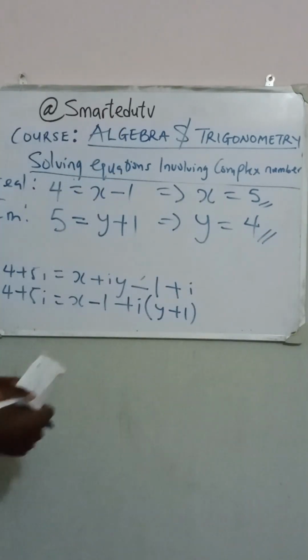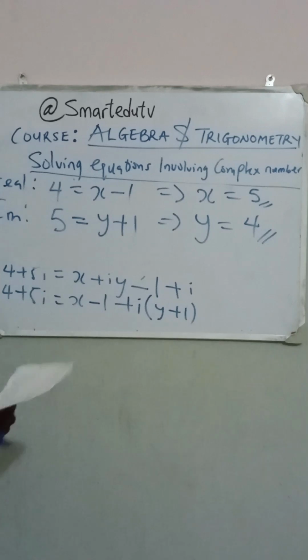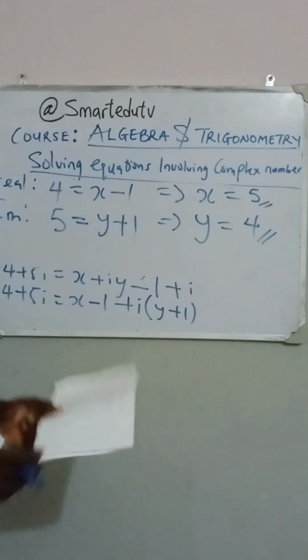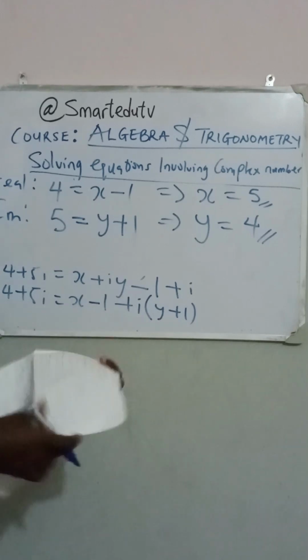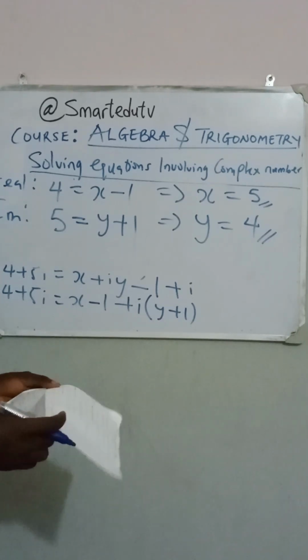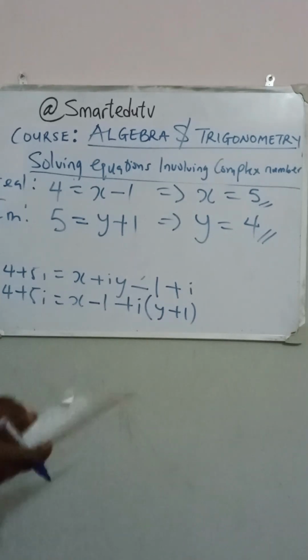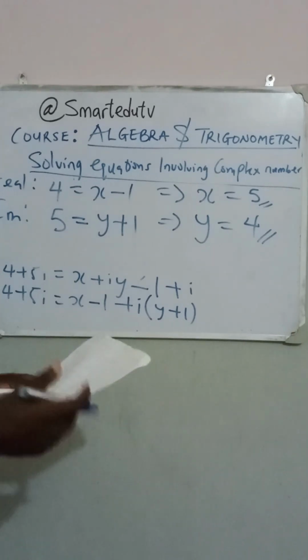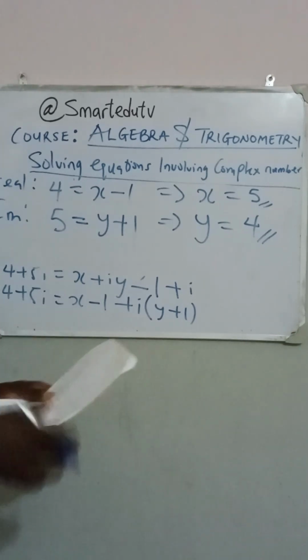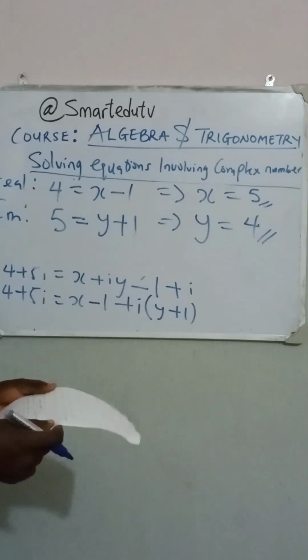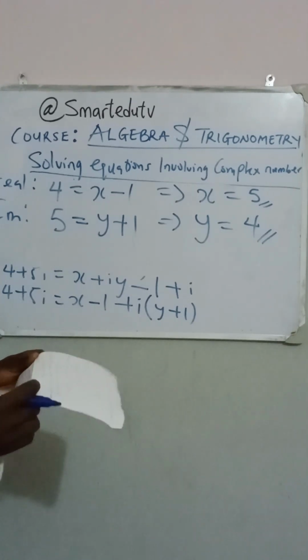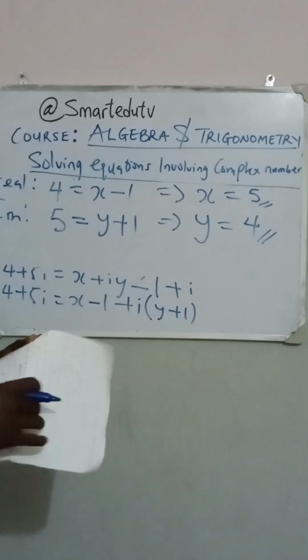So this is how we solve equations that involve complex numbers. Don't forget, we compare real for real, imaginary for imaginary. After understanding how to use complex numbers in solving equations, we are now going to look at the next concept, which is the concept of Argand diagram.